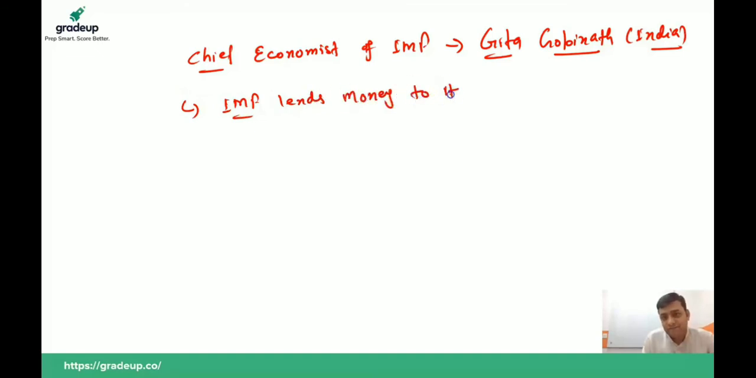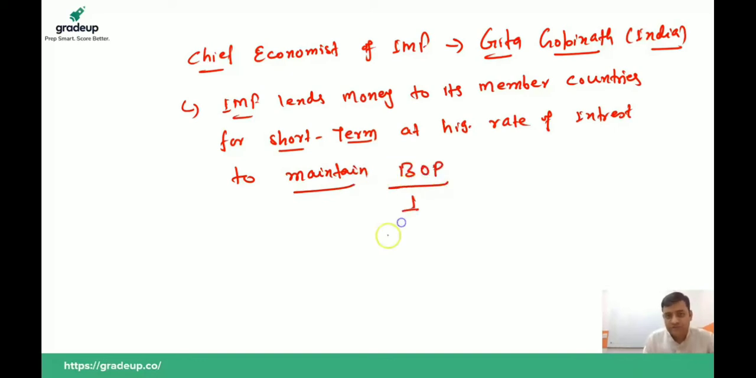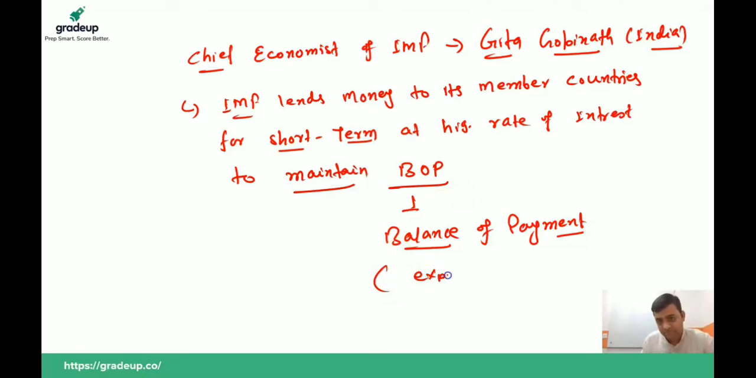So always remember one thing, IMF lends money to its member countries for short term at higher rate of interest to maintain BOP. And what is BOP? You will say balance of payment, that is export and import balance. Balance of payment is export and import balance. This is done. This is about the IMF. Now we are coming to the next one.